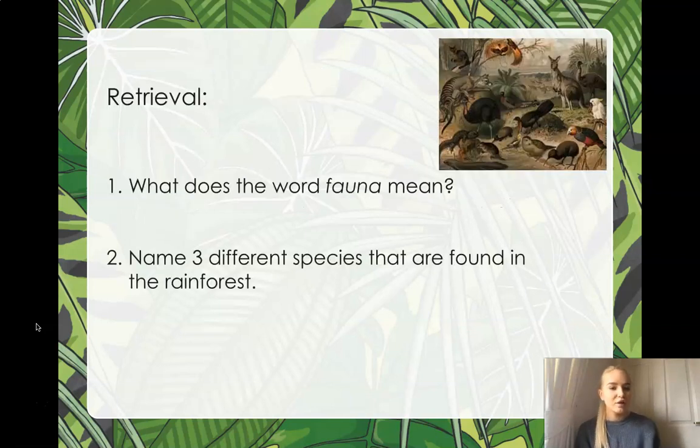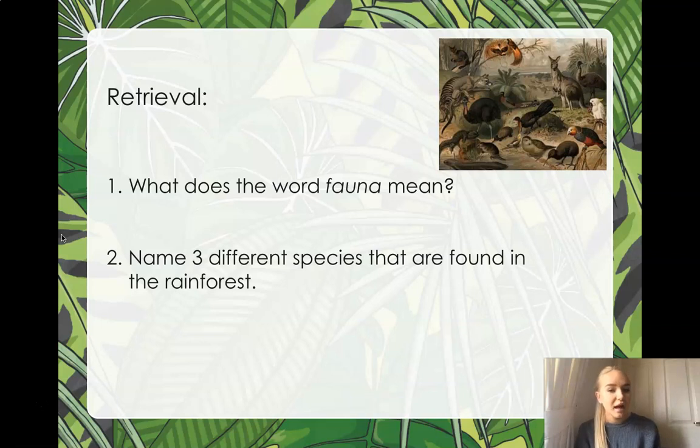Now, I've got some retrieval for you first of all, and the first question is, what does the word fauna mean? This is a word that we learned in our last geography lesson, and here is a picture to remind you what the word fauna means. Then I would like you to name 3 different species of animals that are found in the rainforest. So thinking back to last week's geography lesson, what 3 animals can you remember that are found in the rainforest?